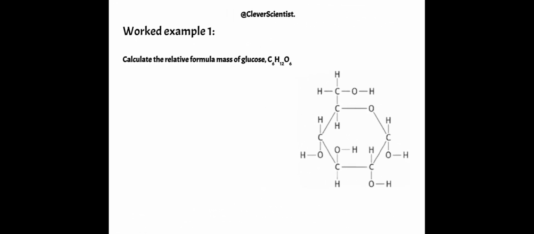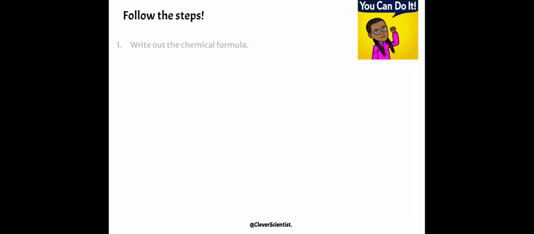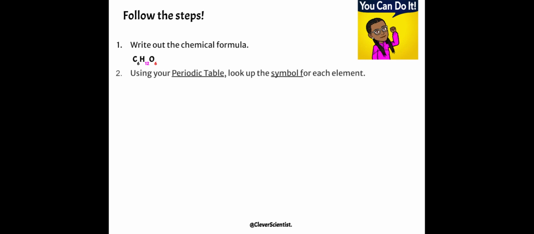Let's have a look at a worked example. Calculate the relative formula mass of glucose. C6H12O6. And there, just to help you later on, there is the structural formula of glucose. And you'll be seeing that a lot. So, all you have to do is follow the steps. So, write out the chemical formula, C6H12O6. Next, use your periodic table, look up the symbol for each element.